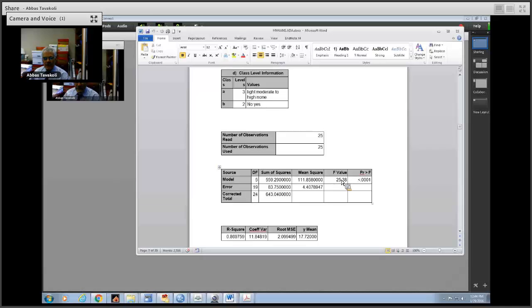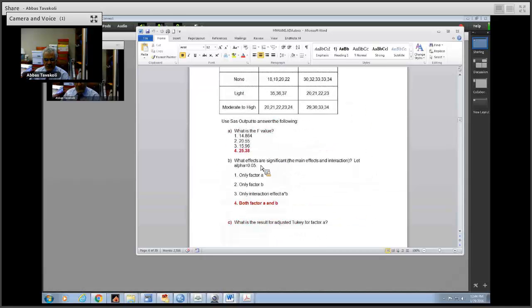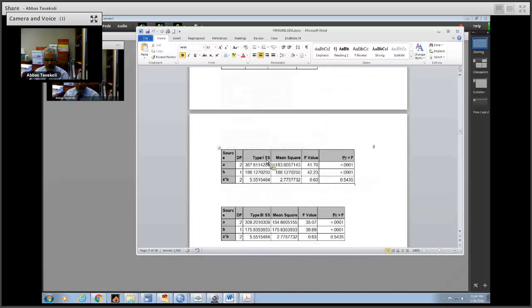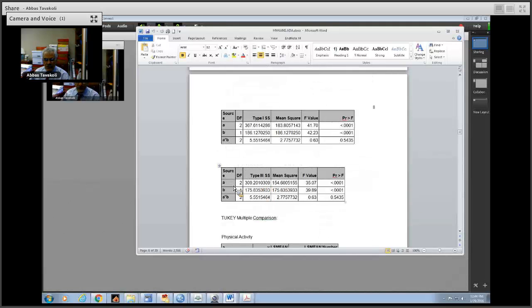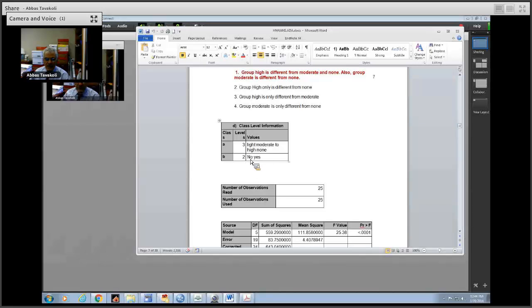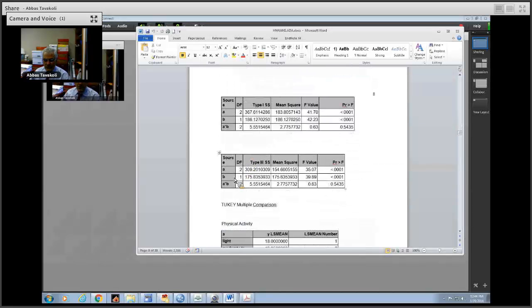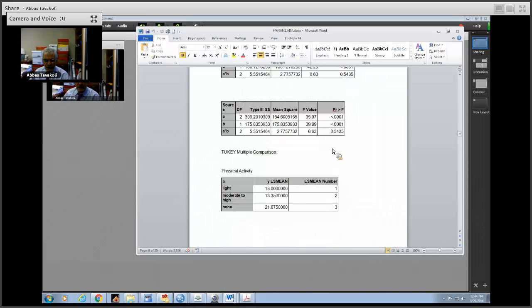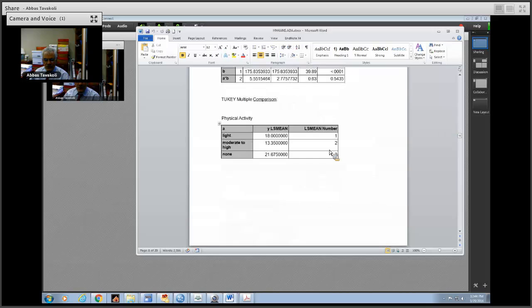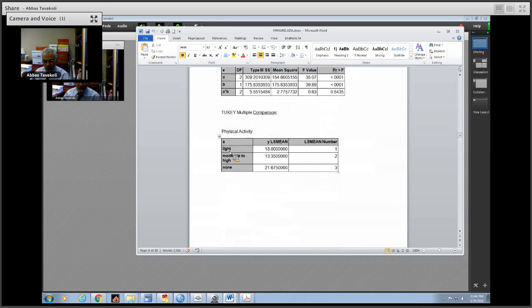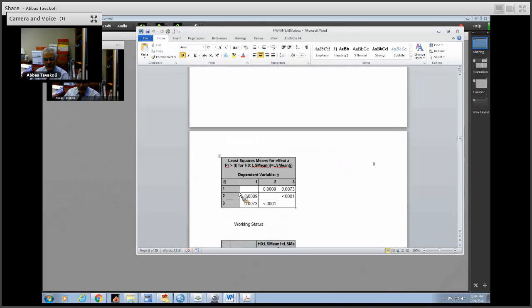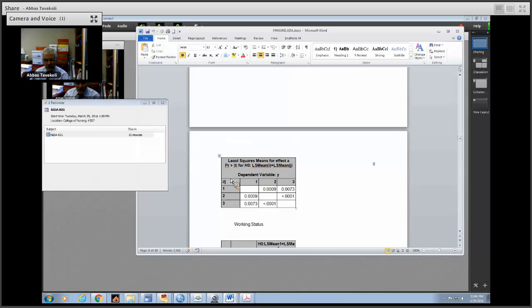Question 4, we have two factors now, working status and physical activity, with levels none, light, moderate, and working status with 2 levels, and we are looking at reducing anxiety. From the SAS output, I ask you to find the F value. The F value is 25.3, and I ask you what effects are significant. You're going to examine the type 3 sum square. Factor A is your physical activity, factor B is your working status. So both of those factors are significant. The interaction effect is not. The p-value is 0.54, which is much greater than 0.05, your alpha, so it's not significant.